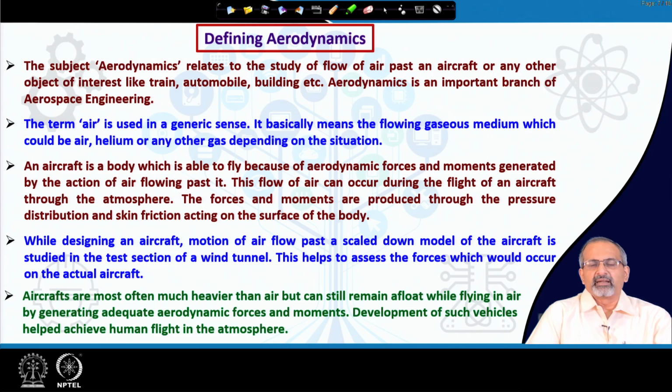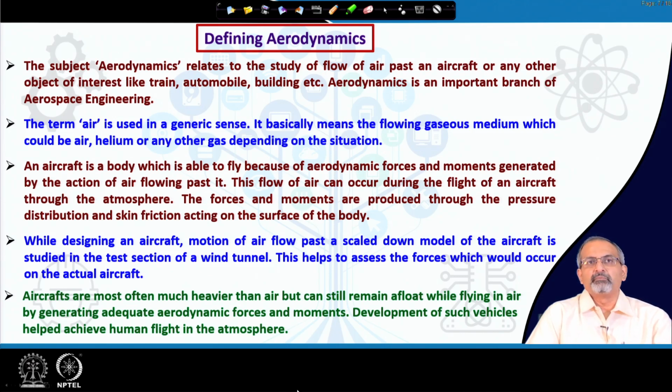While designing an aircraft, motion of air flow past a scaled down model of the aircraft is often studied in the test section of a wind tunnel. There are different kinds of wind tunnels which are used in aerodynamic studies depending on speed of airflow primarily. This helps to assess the forces which would occur finally on the actual aircraft. So, the testing is done on a much smaller model, a scaled down model, but the results which come out of such a test are scaled up for the actual aircraft or the prototype.